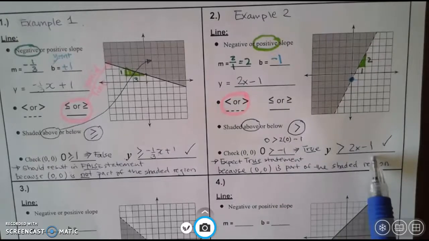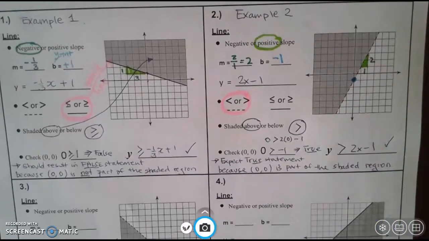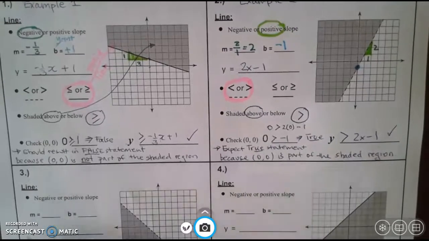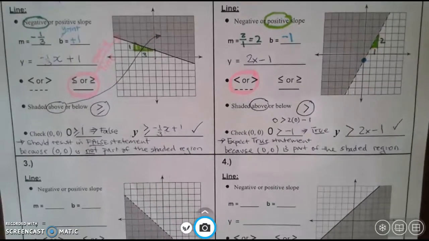Okay, I hope this was helpful, and your worksheet should have this already filled out for you. And if you do not have a printer, that's okay. You just need to make sure you fill in all these details and make sure you number it clearly so that I can tell which inequality goes with what.